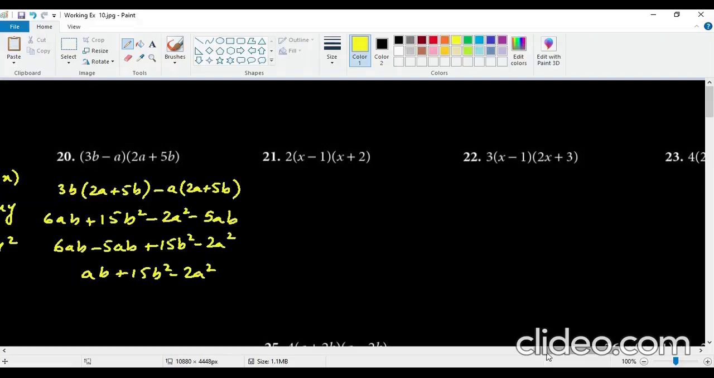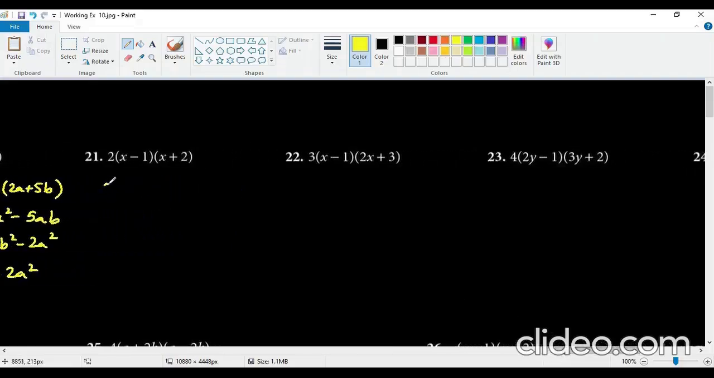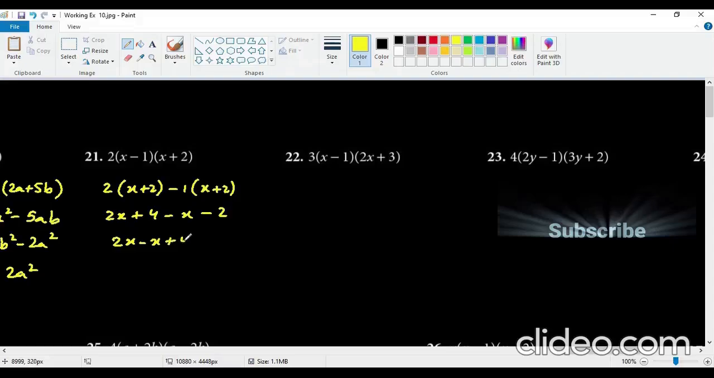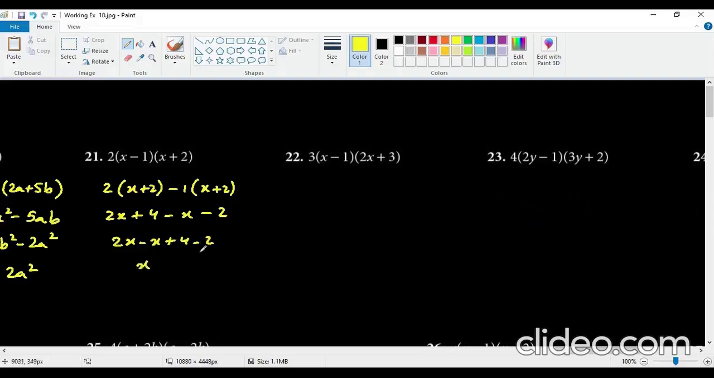Next comes 21. In here 2 is multiplied by x plus 2, and minus 1 is multiplied by x plus 2 once again. So first one is going to give me 2x square plus 4 minus x, sorry, it is 2x only, no 2x square, plus 4 minus x, and minus plus is a minus 2. So 2x minus x plus 4 minus 2. So first one is going to give me 2 minus 1 is a 1x, and plus 4 minus 2 is going to give me a plus 2 as an answer. Moving on to the next.